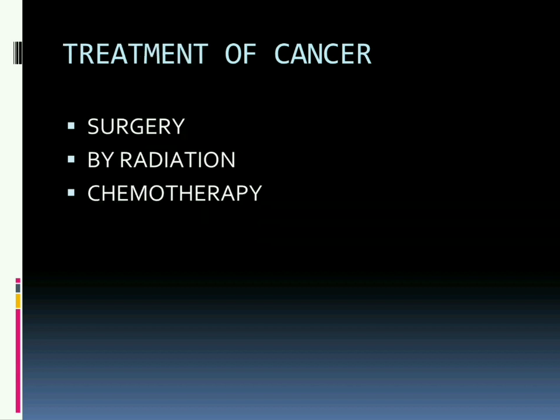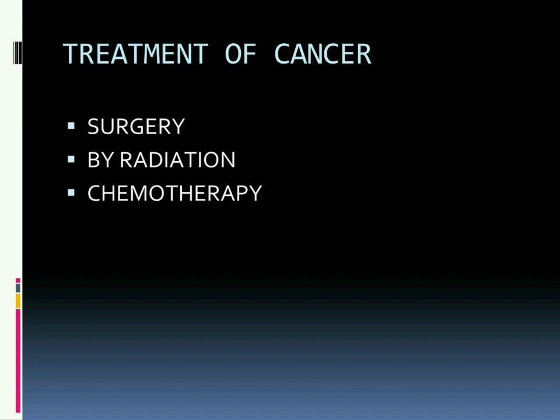Treatment of cancer. The following methods are generally used for the treatment of cancer: surgery, radiation, chemotherapy. Surgery. In this method, the cancerous cells are removed by surgery. This method is not reliable because if any cancerous cells are left off or get displaced during the operation, then they form secondary growth.